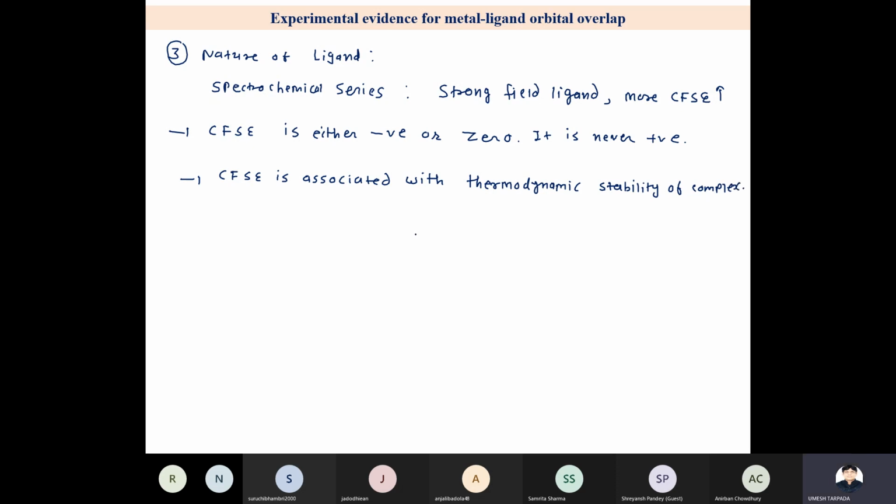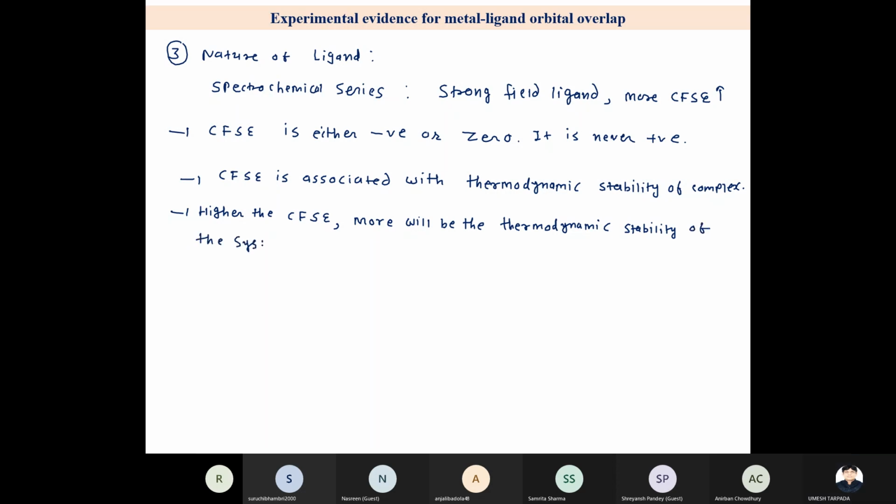It is associated with the thermodynamic stability. Higher the crystal field stabilization energy, more will be the thermodynamic stability of the system. बस जितनी वैल्यू ज़्यादा होगी उतना ही स्टेबलाइजेशन जो है वो ज़्यादा होगा.